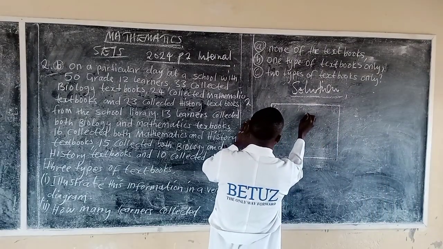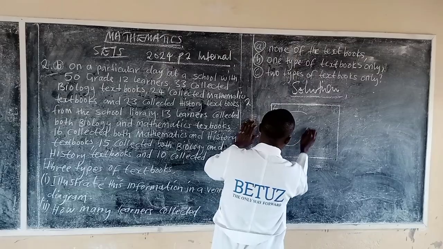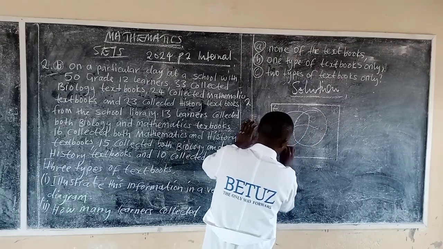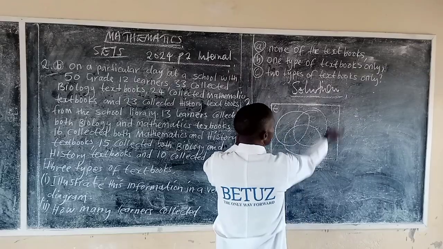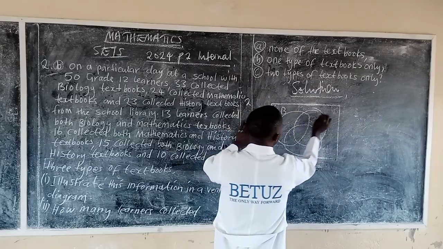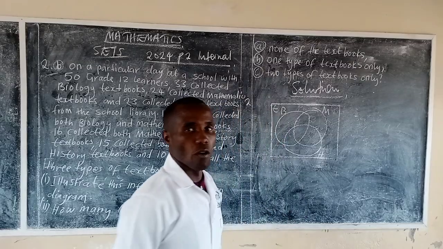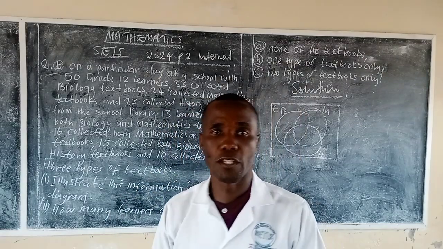So we are going to write them like this. This is what it means. The sets intersect each other. So we have biology, we have mathematics, then we have history. So that is the thing to take into consideration.